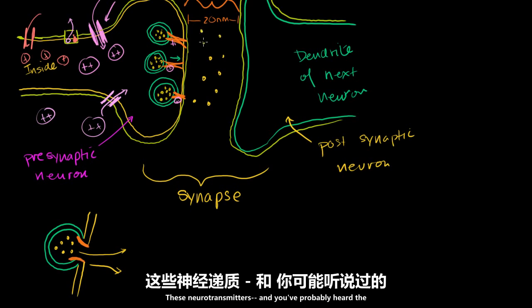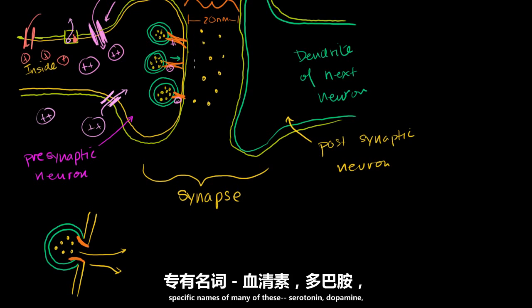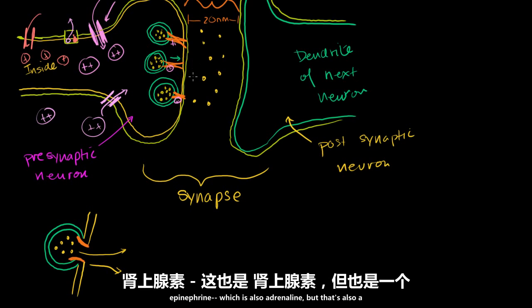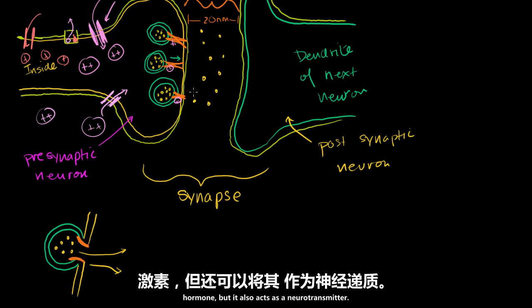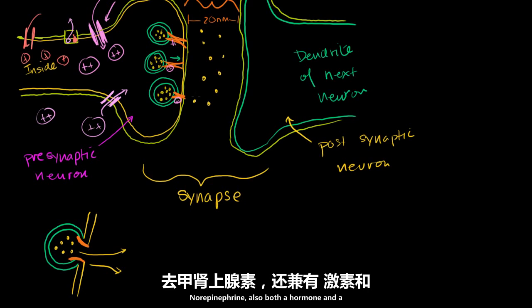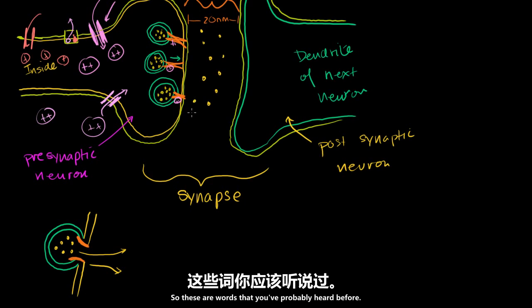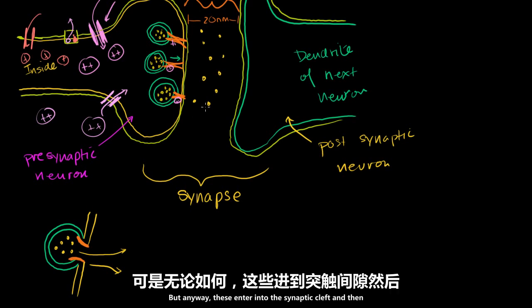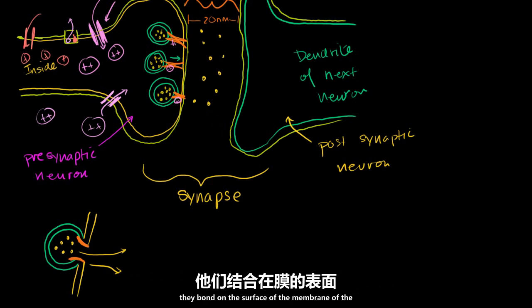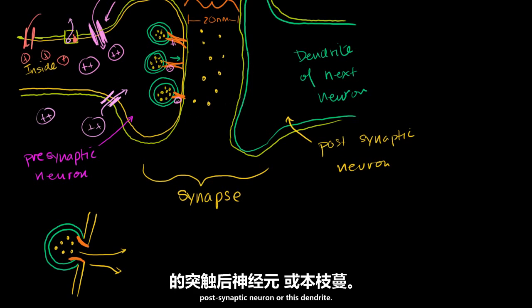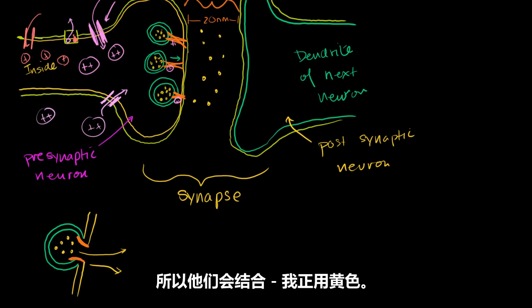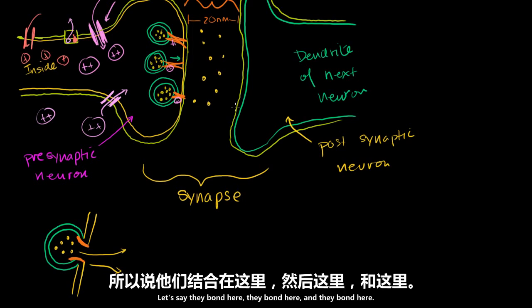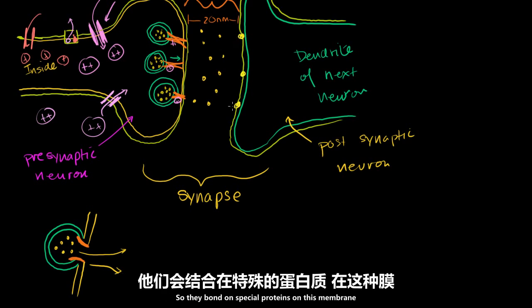But these neurotransmitters, and you've probably heard the specific names of many of these: serotonin, dopamine, epinephrine, which is also adrenaline, but that's also a hormone, but it also acts as a neurotransmitter. Norepinephrine, also both a hormone and a neurotransmitter. So these are words that you've probably heard before. But anyway, these enter into the synaptic cleft, and then they bond on the surface of the membrane of the postsynaptic neuron, or this dendrite. So let's say they bond here, and they bond here. So they bond on special proteins on this membrane surface.